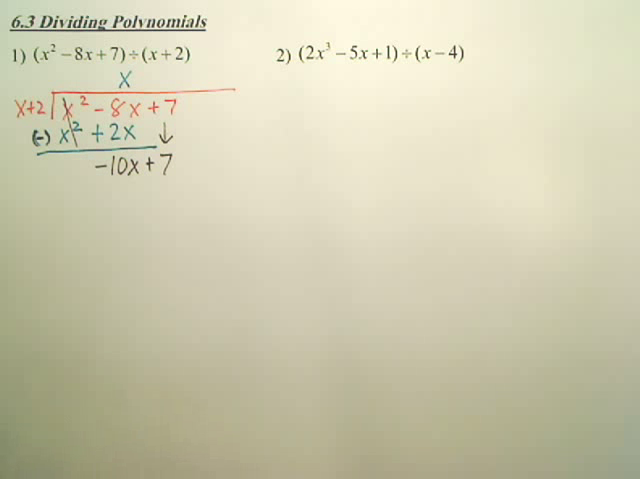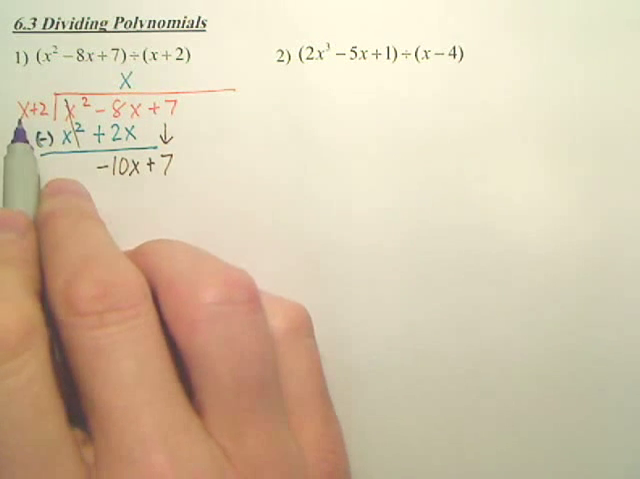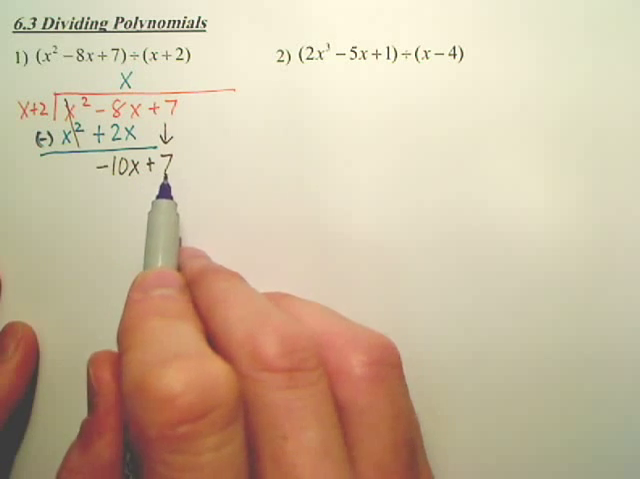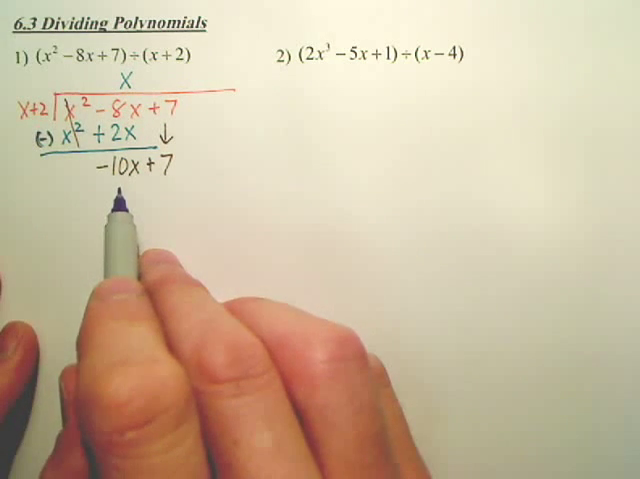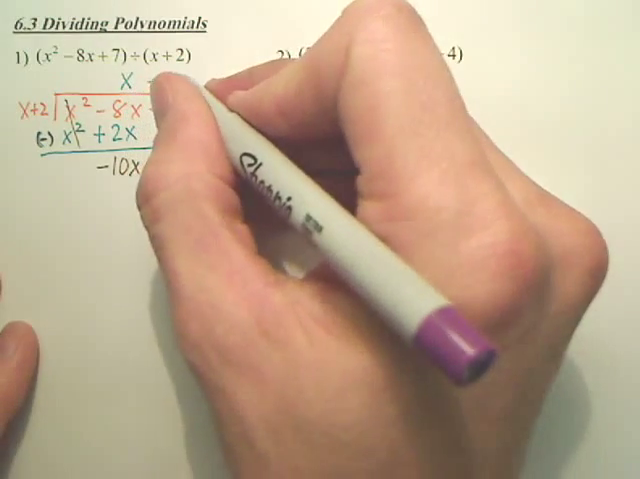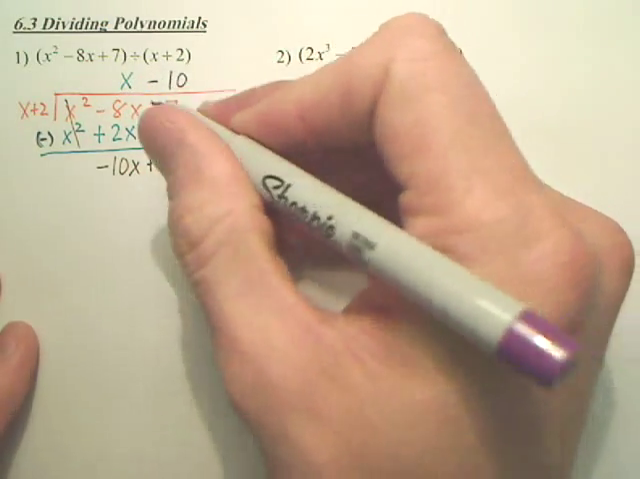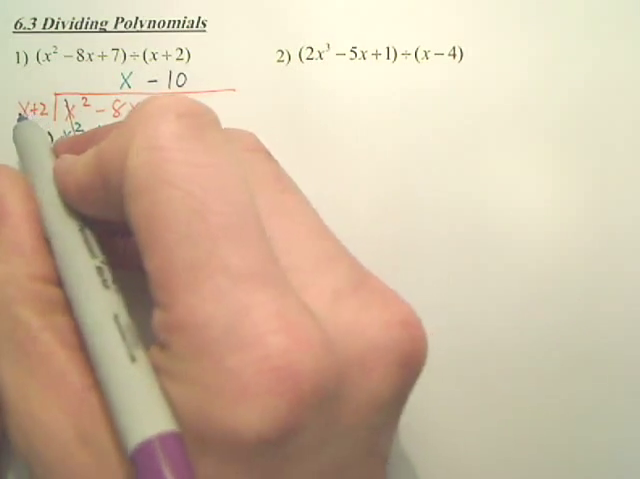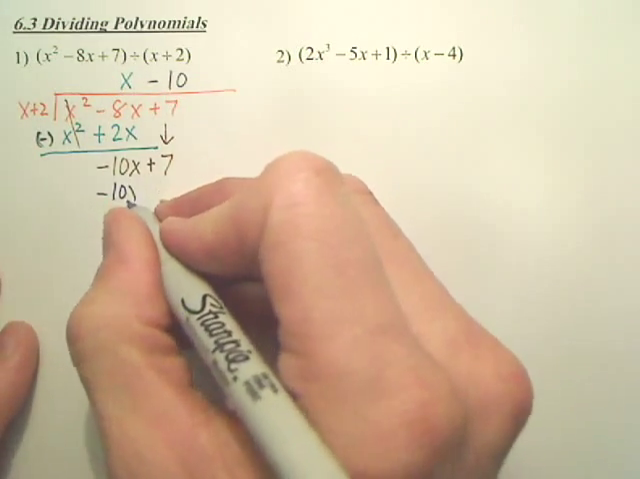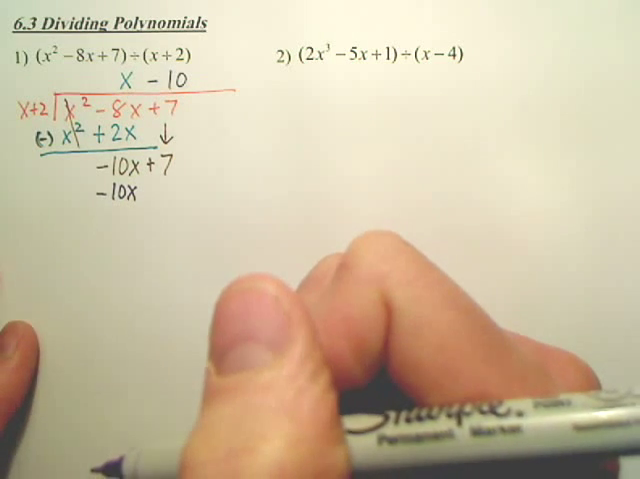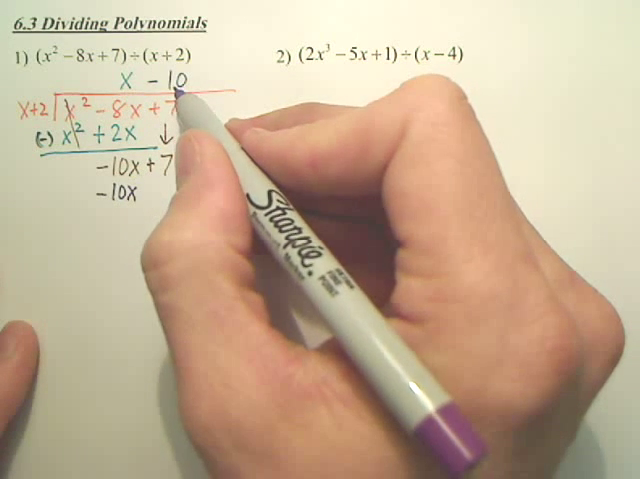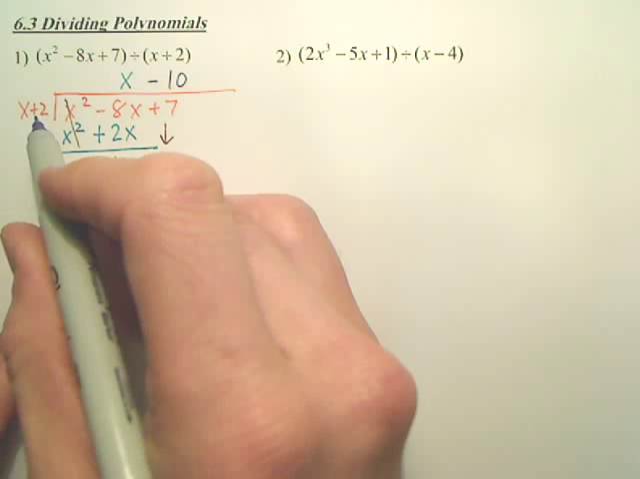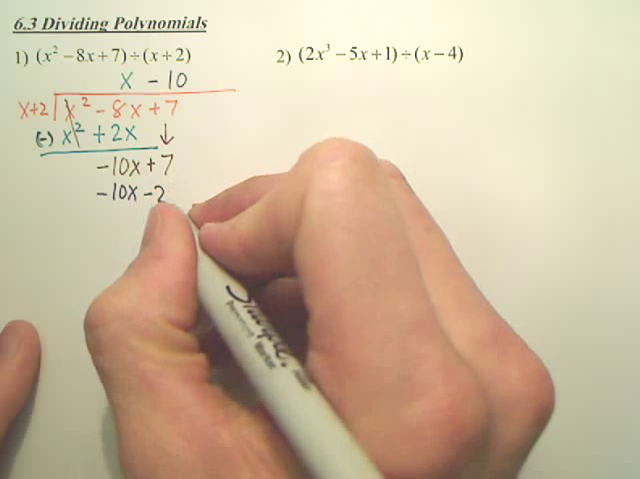Okay, here's your next question. X times what gives you negative 10x? Got to get rid of this negative 10x. You ignore the 7. X times what gives you negative 10x? Isn't that minus 10? And isn't this my number column? So minus 10 goes in the number column. Okay, what's negative 10 times x? Isn't that negative 10x? And isn't this negative 10 times 2 is what? Negative 20.